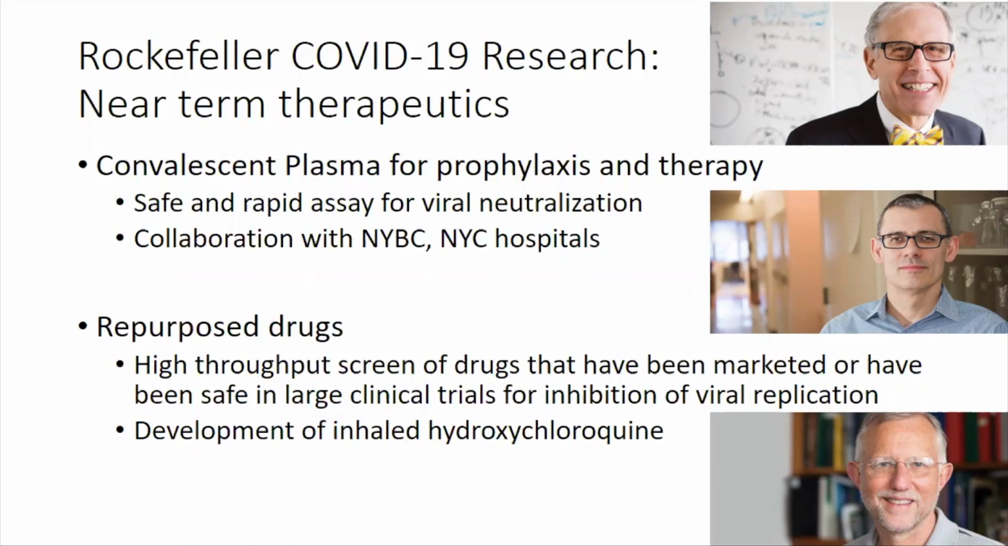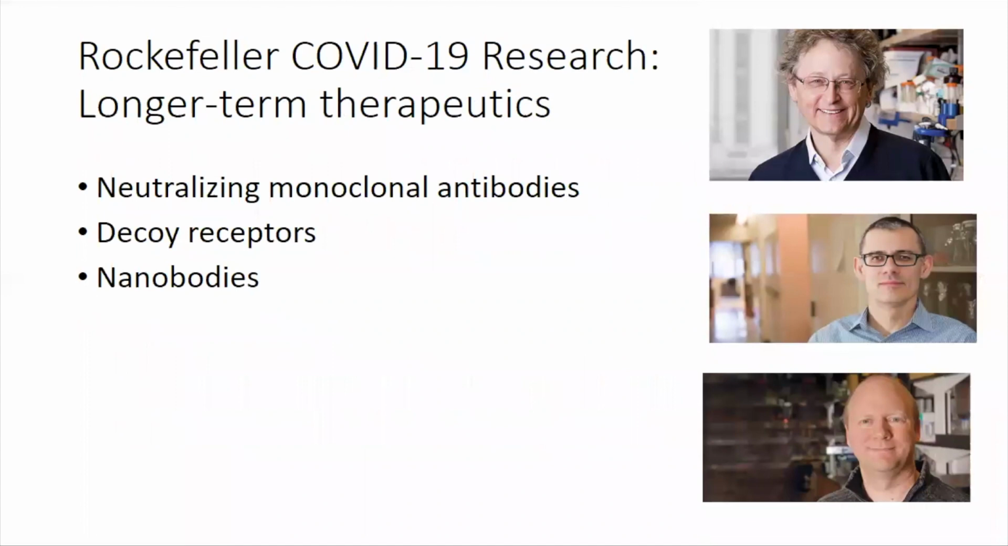Looking for drugs that can be repurposed, and this is Charlie Rice, who won the Lasker Prize for his work leading to the cure of hepatitis C at Rockefeller. And he's screening through drugs that have been marketed and have proved to be safe in large clinical trials to see if they might inhibit viral replication. Shown here is Michel Nussenzweig, who you'll hear from in a minute, working on things that will take a little longer to get into the clinic, but have very strong potential for utility. And this is developing neutralizing monoclonal antibodies, decoy receptors that can prevent the virus from infecting cells, and nanobodies, an unusual type of antibody-related molecule that Michael Rout is trying to develop against the SARS-CoV-2 virus.